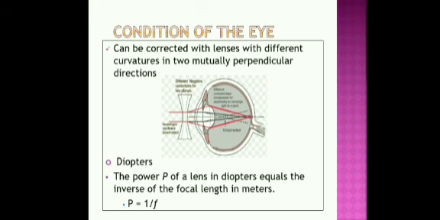So next is diopters. A diopter is a unit of measurement of the optical power of a lens or curved mirror, which is equal to the reciprocal of the focal length measured in meters. So the power of a lens in diopters equals the inverse of the focal length in meters. This is written as P = 1/f.